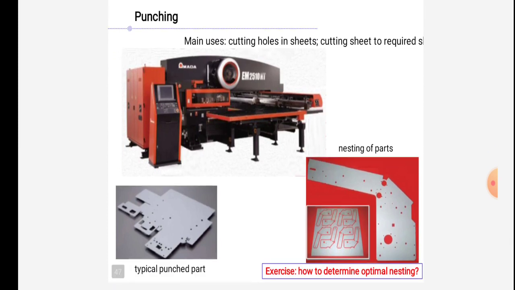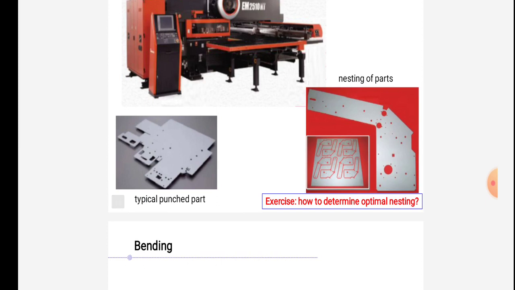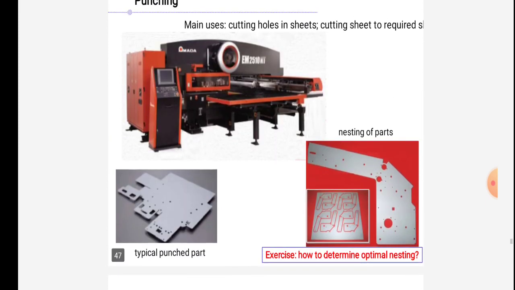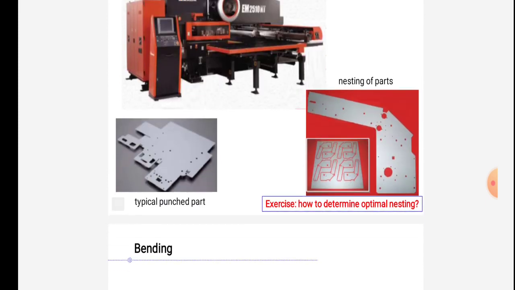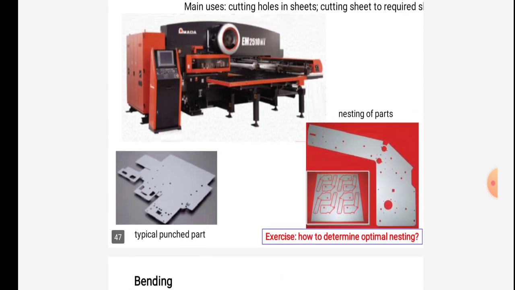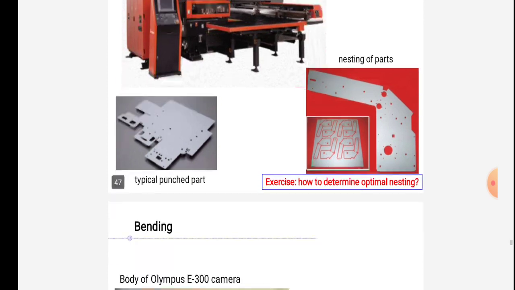Punching. Main uses: cutting holes in sheets and cutting sheets to the required shape. Typical punched parts are shown in the figure. Exercise: how to determine optimal nesting. This is an exercise you should work on. Nesting of parts. Bending.